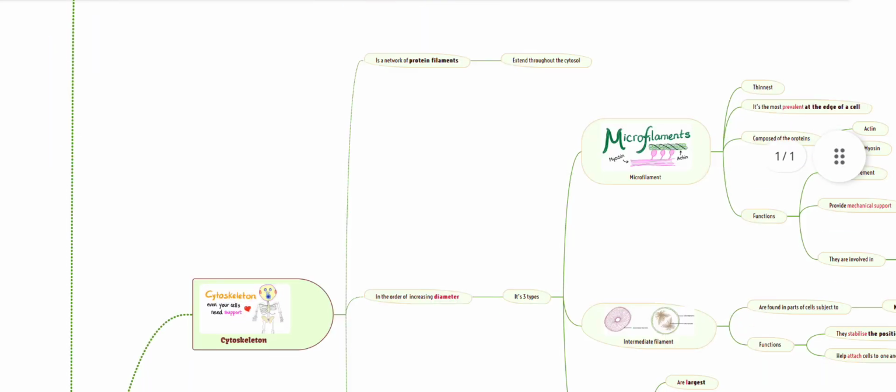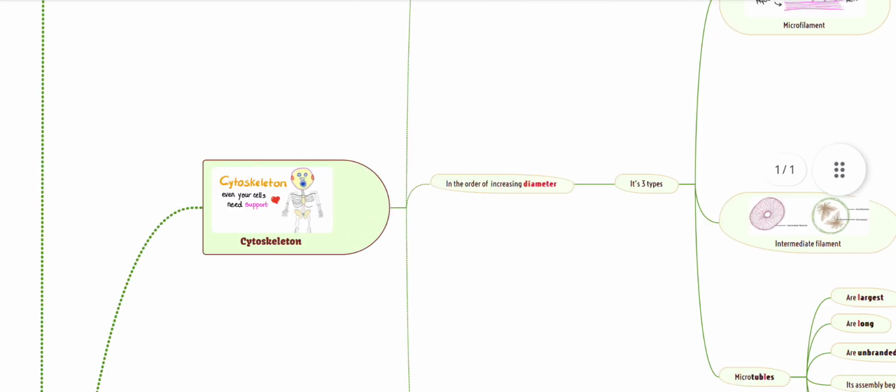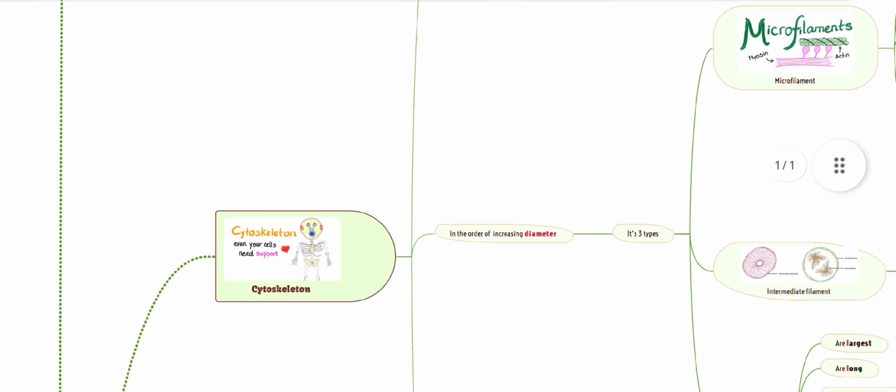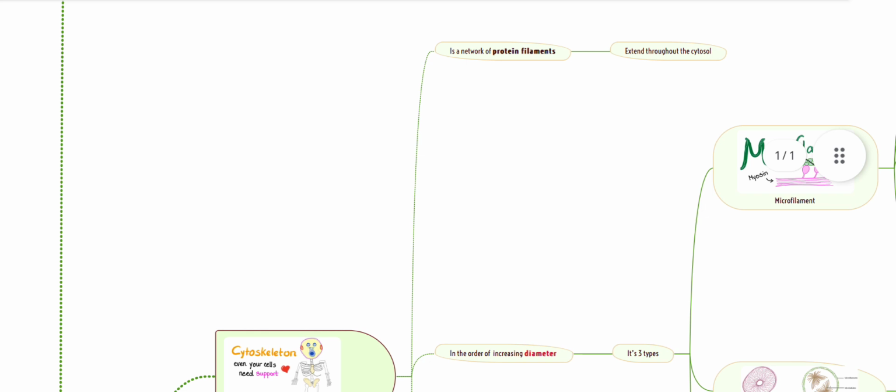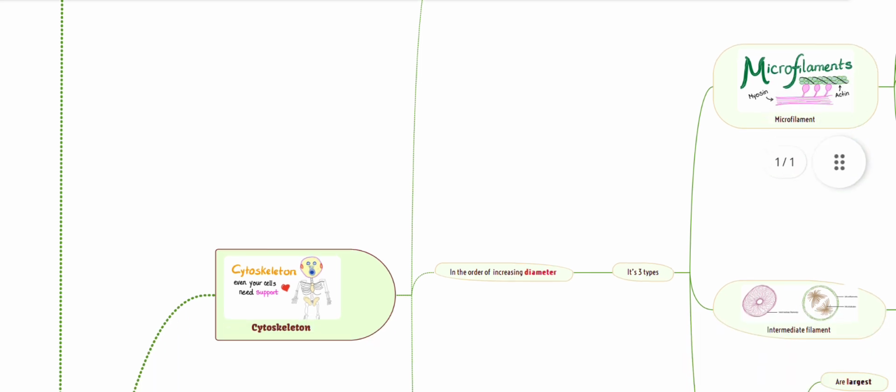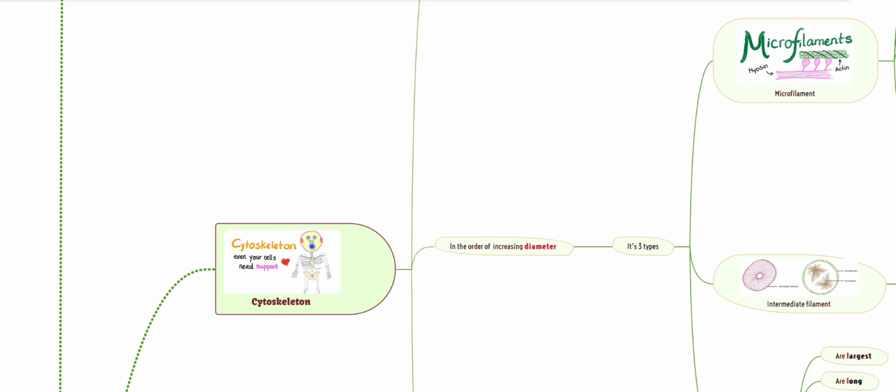The first one is cytoskeleton. What is cytoskeleton? Cytoskeleton is a network of protein filaments that extends throughout the cytosol. Okay? Is a network of what? Is a network of protein filaments. Okay? And what is the purpose of this? What is the benefit of this?